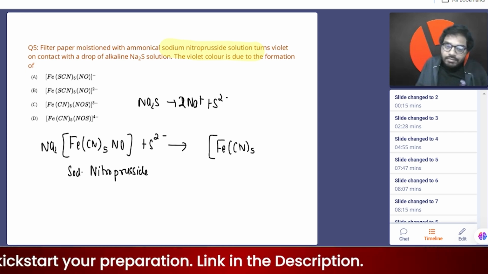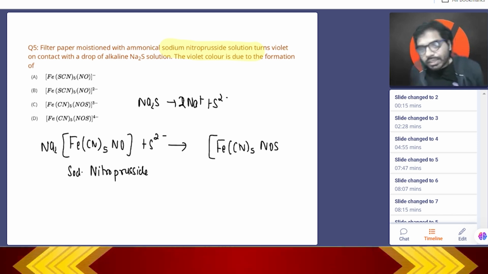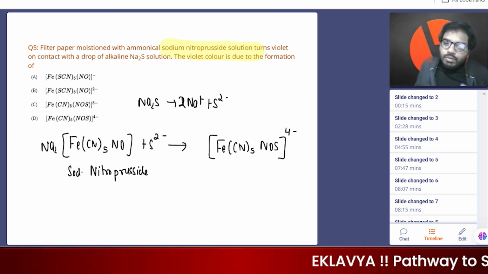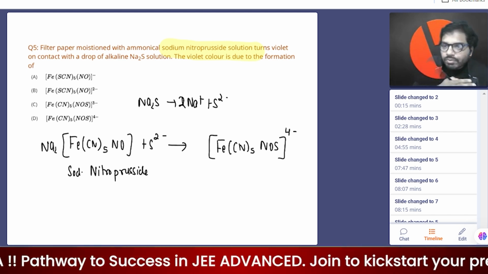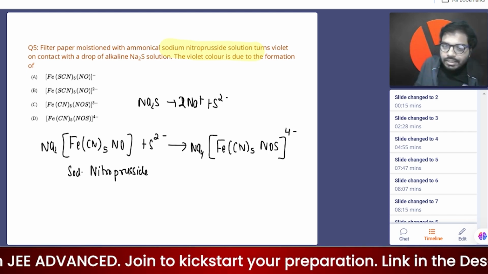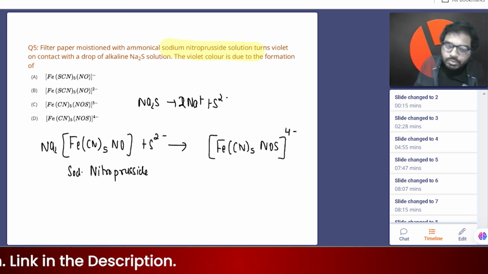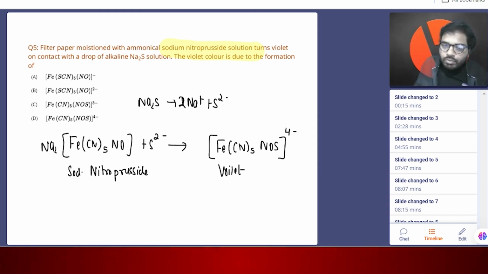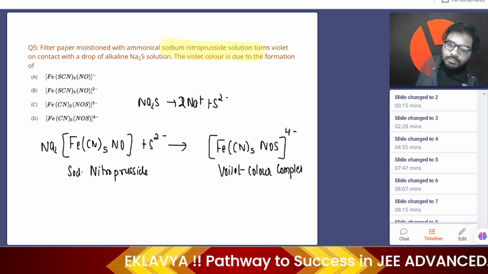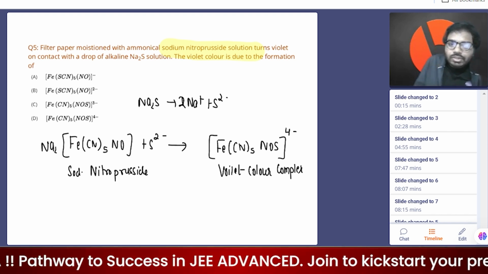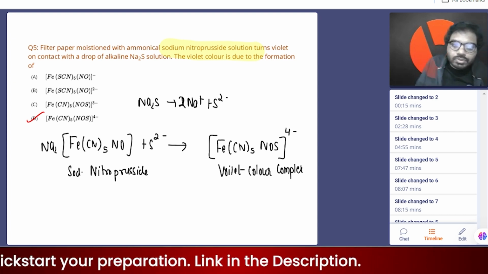So I can say here Fe, then CN5 and NOS. This NOS will form here, and an overall 4- charge will come on the bracket, or we can say Na4 as a counter ion. Either we can write Na4, it will be the same, or we can write it as 4-. Both are the same cases. So a violet color complex will form here. This is the reaction here, and the correct option for this question is D.